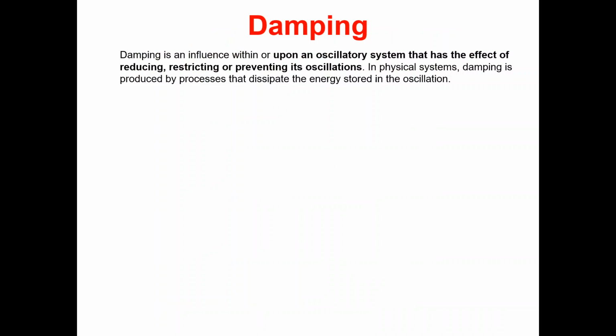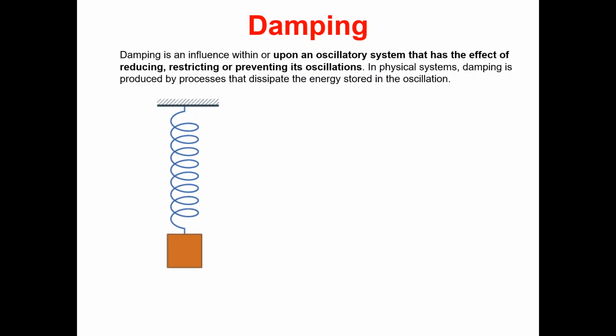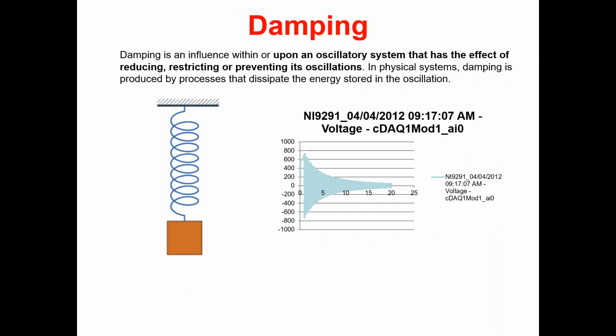Well, what is damping? Damping is an influence within or upon an oscillatory system that has the effect of reducing, restricting, or preventing its oscillations. In physical systems, damping is produced by processes that dissipate energy stored in the oscillation. So this is a visualization of damping, as you can see here. This is another visualization of damping, and these are essentially the frequencies, the dying frequencies that you can see are going to die.